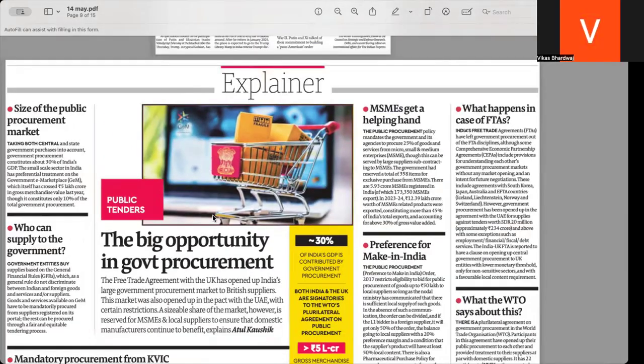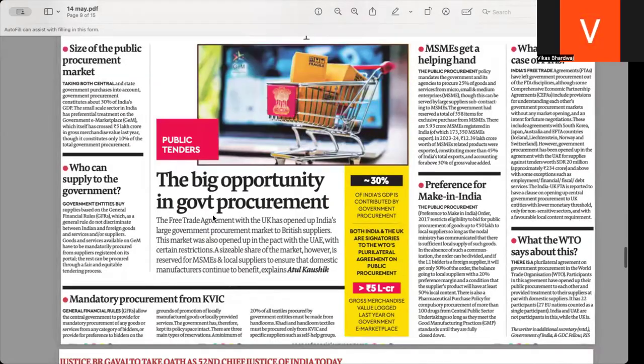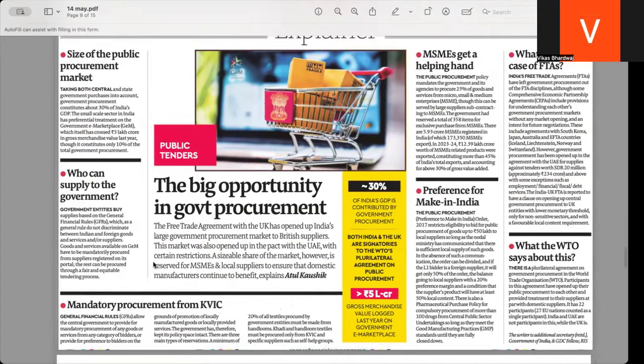Now let's talk about the big opportunity in government procurement. The free trade agreement with the UK has opened up India's large procurement market to British suppliers. We have already discussed that. Under the General Financial Rules, there is a general rule not to discriminate between Indian and foreign goods and services. So goods and services available on GeM have to be mandatorily procured from suppliers registered on its portal. The rest can be procured through a fair and equitable tendering process.